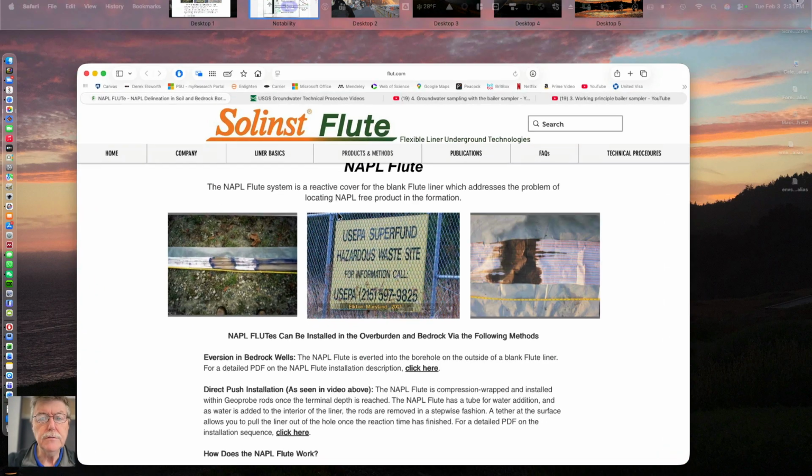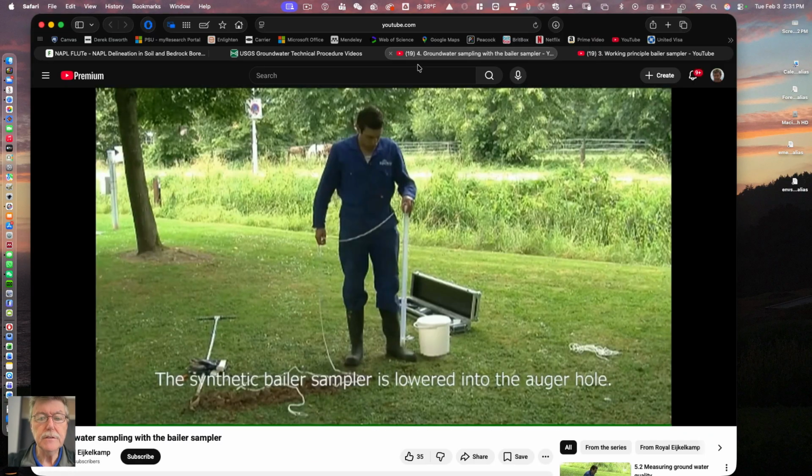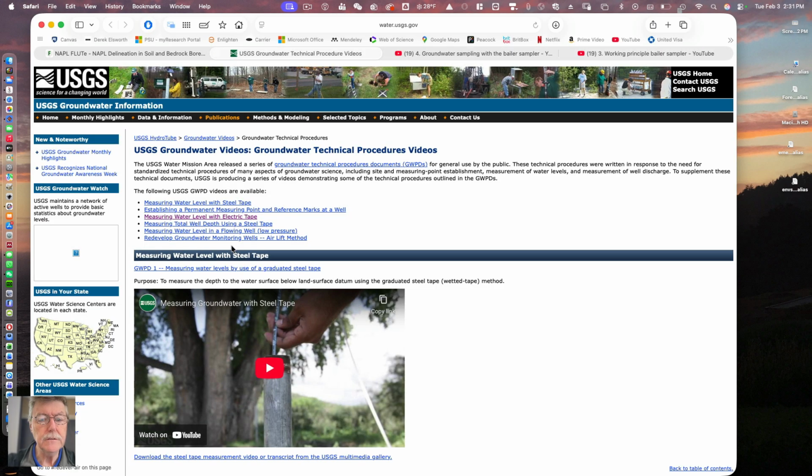So the other ways to do this, I guess, has anyone done this? Been out in the field to measure? You measure the depth of water, you can put a steel tape down, and I guess that's what is being done here.